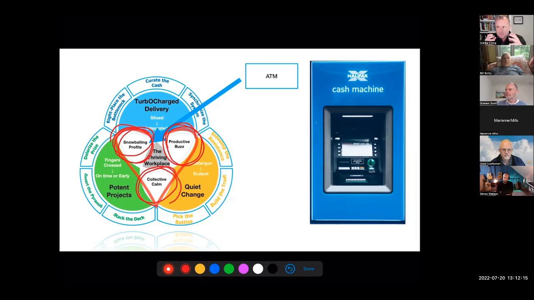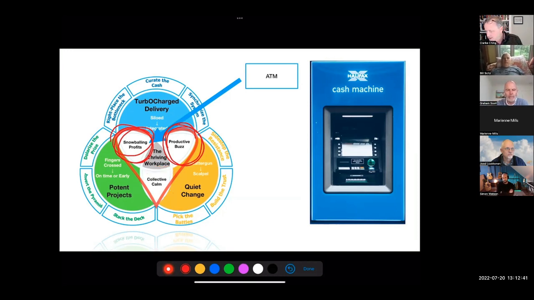One is a sense of a productive buzz about the workplace, and the other is a collective calm. And the calm is, in a way, not safe with governance and rules and stuff. It's just that people feel safe and calm because their jobs aren't at risk. There's not a lot of change going on all the time. They can just sit down and do their work and get on with things, and everyone's happy.